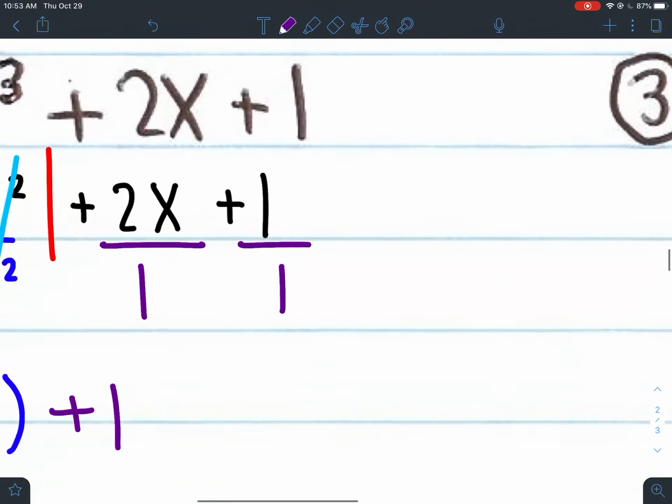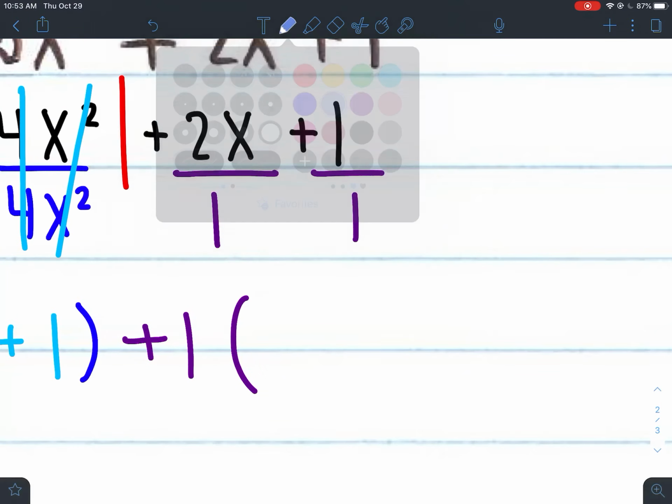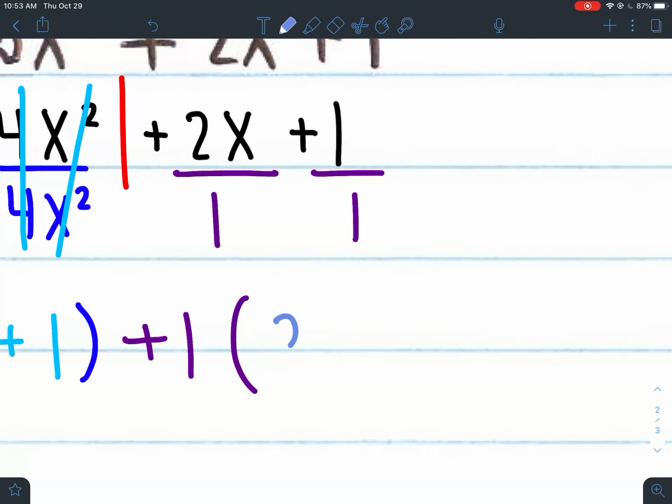Okay, and then I start dividing. So I start with my parentheses. 2 divided by 1 is going to give me 2. And this x is going to stay there because nothing happened to it. And then positive 1 divided by positive 1 just simplifies to positive 1. And then I close my group.